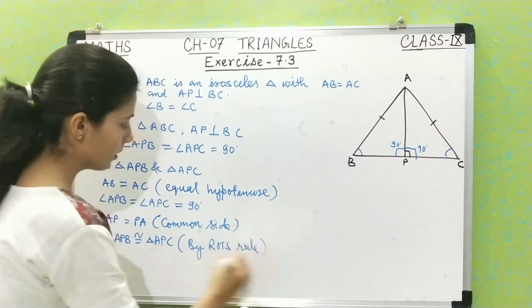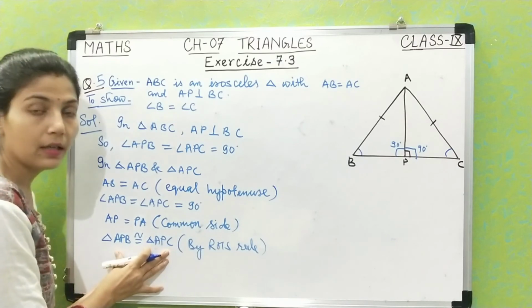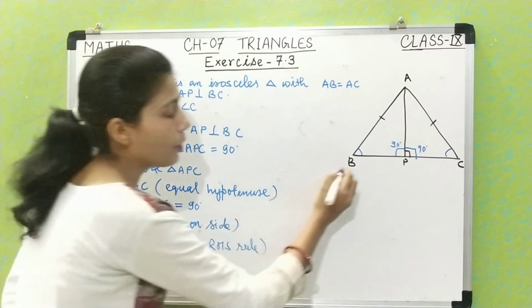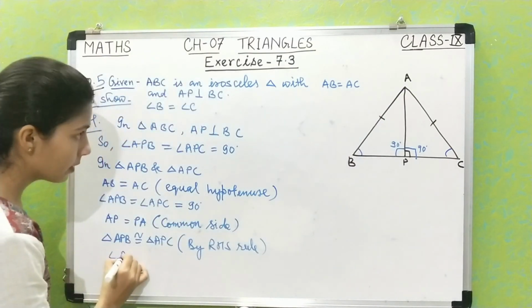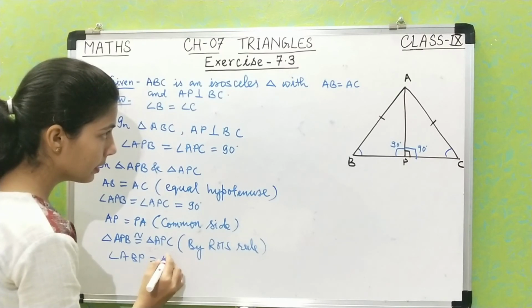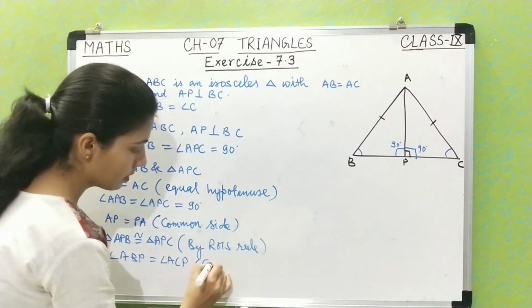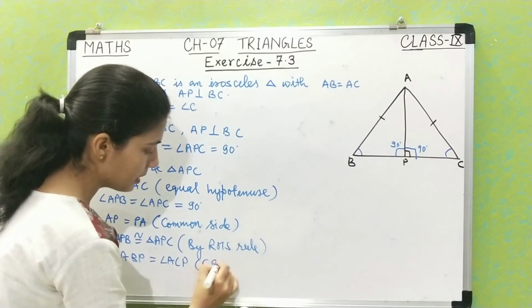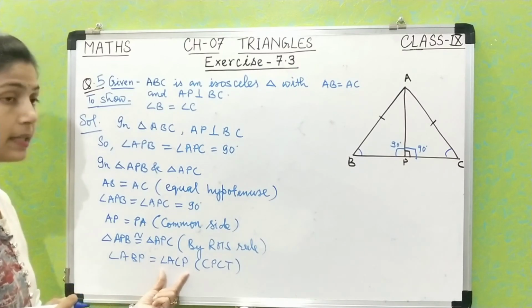Okay, now see, since these two triangles are congruent, so their corresponding parts means angle ABP is equals to angle ACP. Why? Because CPCT we apply here. Okay, ABP equals to ACP.